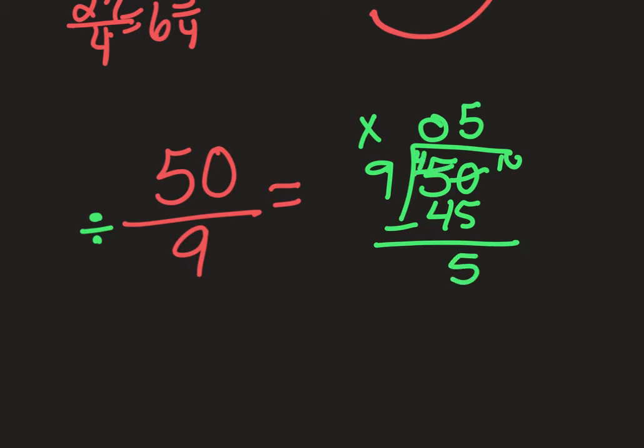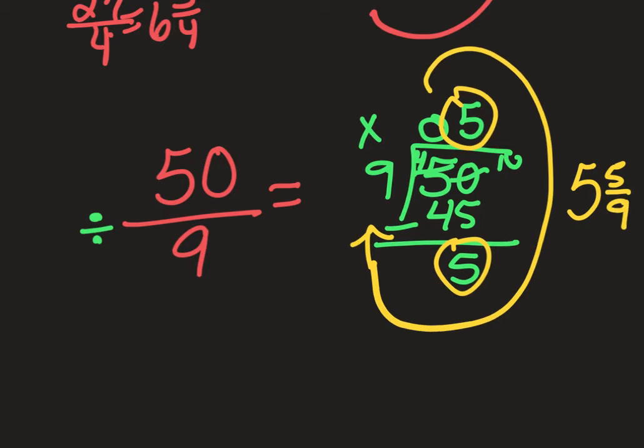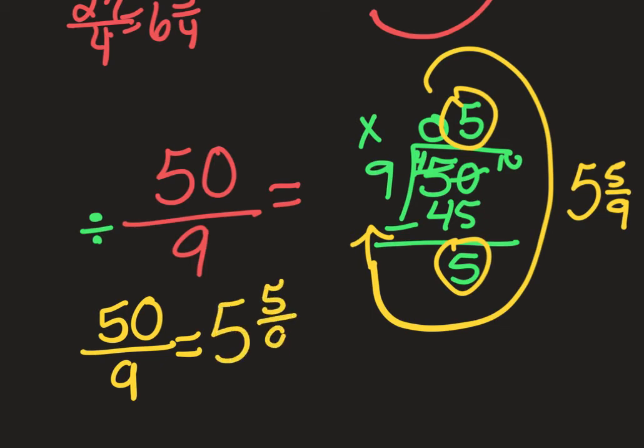So I've got to change that into a mixed number. I do the backward C. I start with 5. I have 5 left over, and I began with the number 9. So 5 5/9. 50 over 9 equals 5 5/9.